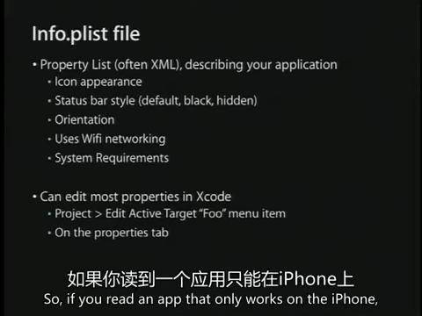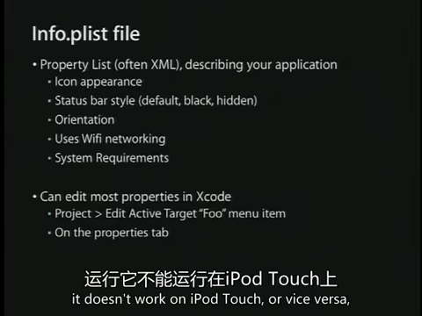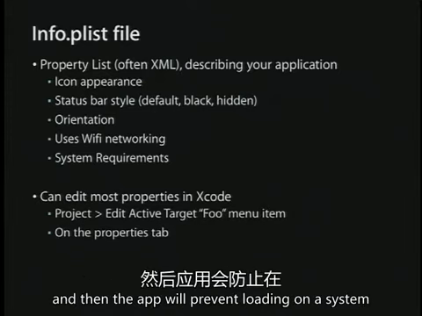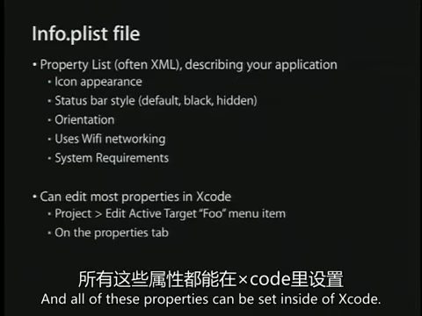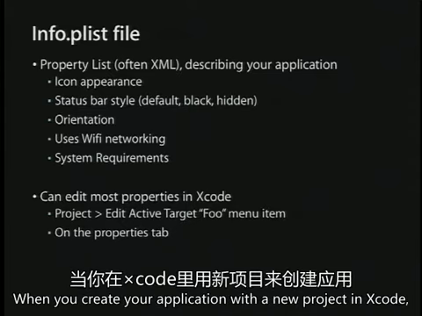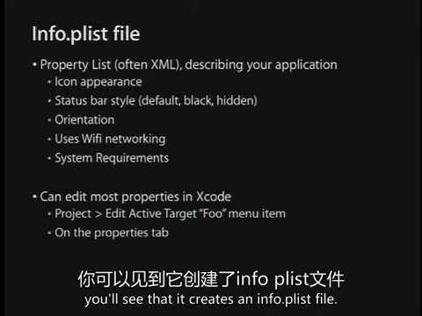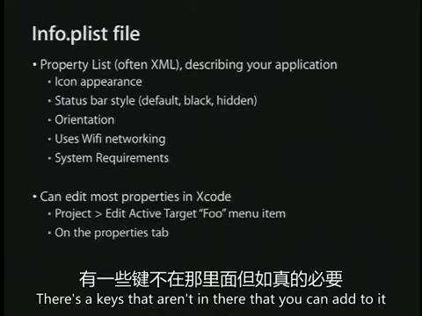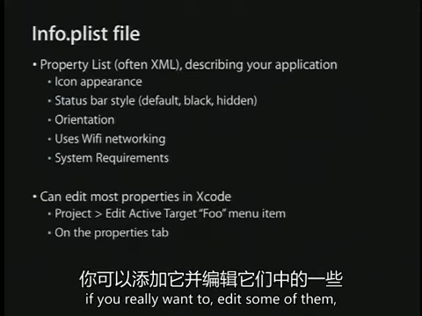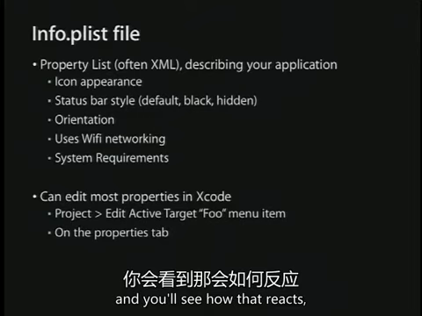And then system requirements. So if you write an app that only works on the iPhone and doesn't work on iPod Touch, or vice versa, you specify that in the app, and then the app will prevent loading on a system that doesn't support it. And all of these properties can be set inside of Xcode. When you create your application with a new project in Xcode, you'll see that it creates an info.plist file. So I would encourage you, go explore it. There's keys that aren't in there that you can add to it if you really want to. Edit some of them, and you'll see how that reacts.